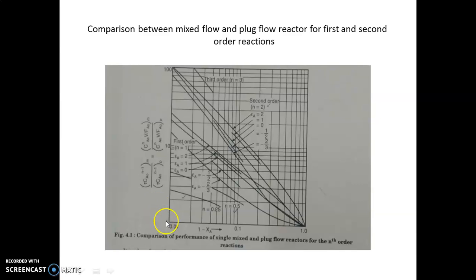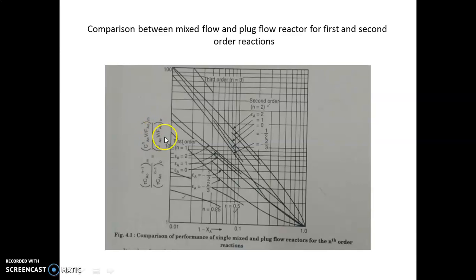So this is the actual graph or plot representing figure 4.1. Here on the y-axis these two ratios are represented, and on the x-axis 1 minus XA is given, and these lines represent different orders of reactions. These lines are plotted.